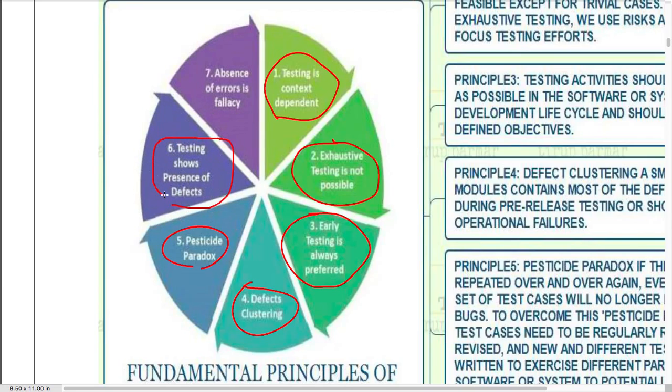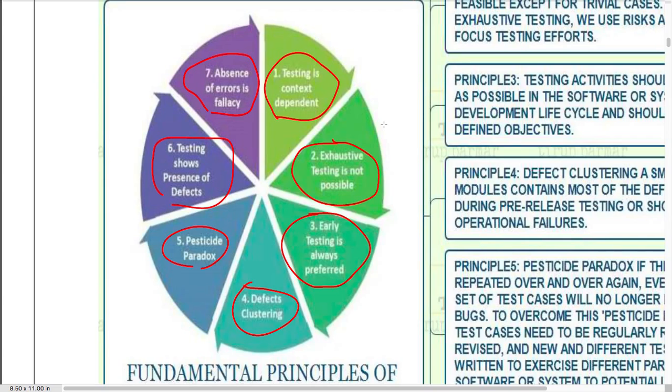And next comes testing shows presence of defects. Obviously it is common sense why we test our software, to check whether defects are present in our software or not. And the final part, as you can see, is absence of errors is a fallacy. You will never find a software which comes without any error or problem. So it's our duty to find whether errors are present or not. And second, if errors are not present, it doesn't mean the user is going to accept your software.